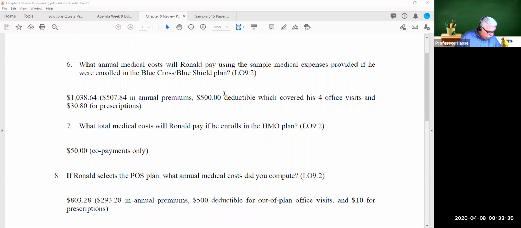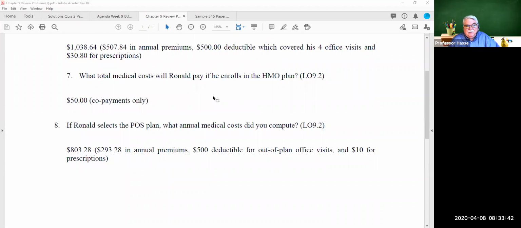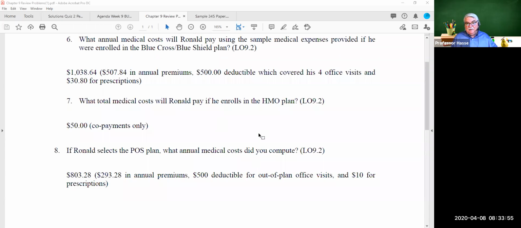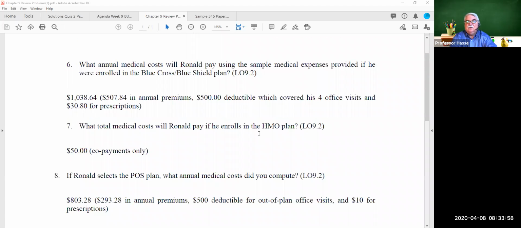And in question 8, if Ronald selects the point of service or the POS plan, what is his annual medical cost? Well, you have premiums of $293.28 annually. You have a $500 deductible, and you have a $10 coinsurance, that's $803.28. The point I'm trying to make by this exercise is that health insurance has all different costs for all different people based on the services that the employer is willing to pay for, and the services that you're willing to pay for, and the proper medical coverage that you expect.